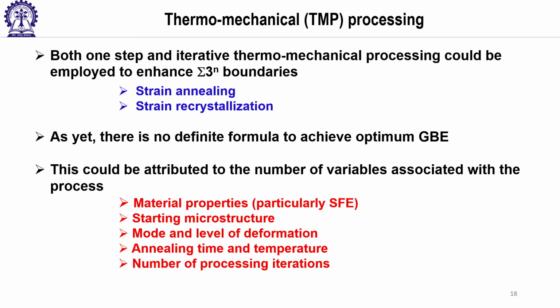And these are complex, sometimes empirical, because you have so many parameters to fine tune, right? The material properties, particularly stacking fault energy, what is your starting microstructure, whether in the starting microstructure itself you have a good amount of CSL boundaries, because finally your initiation point is your starting microstructure, right? If in the starting microstructure you don't have CSL, then how will you regenerate it. Mode of deformation, whether you are doing tensile, compressive, shear, annealing time, temperature, number of processing steps, meaning how many iterations you are employing. So many parameters are there.